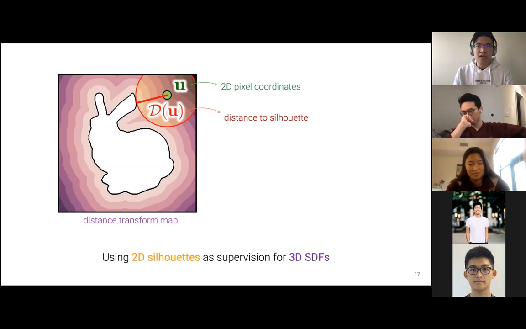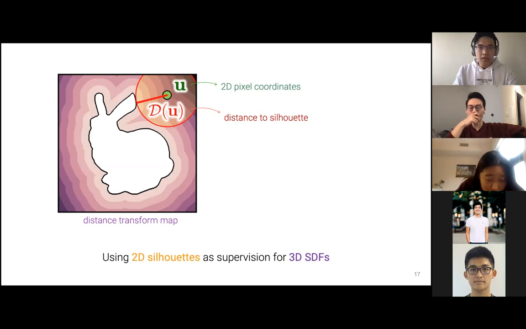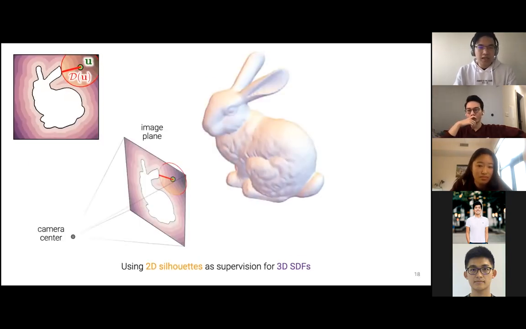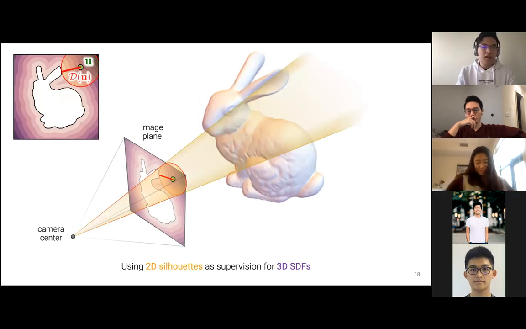We can even imagine it as a 2D form of SDF here. The thing to note is that because this is a distance transform, for each pixel in the free space, if we draw a circle around this pixel u, by definition every pixel within this circle must also be free space. If we visualize it in 3D space, we can back project this circle to form a 3D cone. Because every pixel inside this circle must be free space, every 3D point inside this 3D cone must also be free space, by the definition of the distance transform.